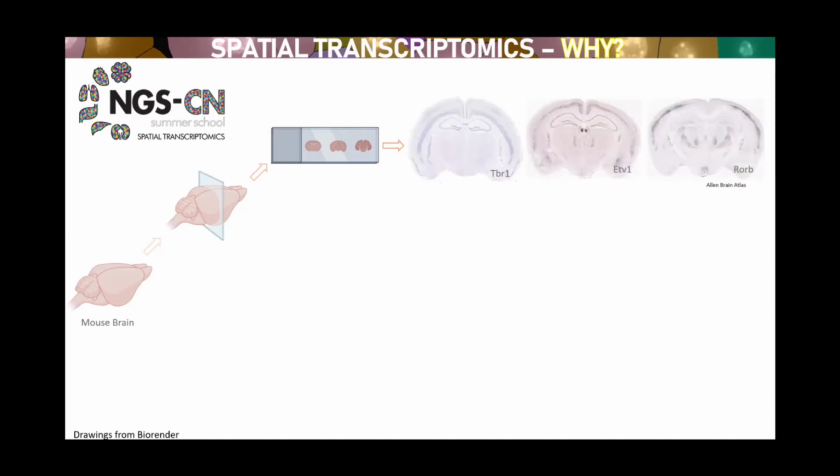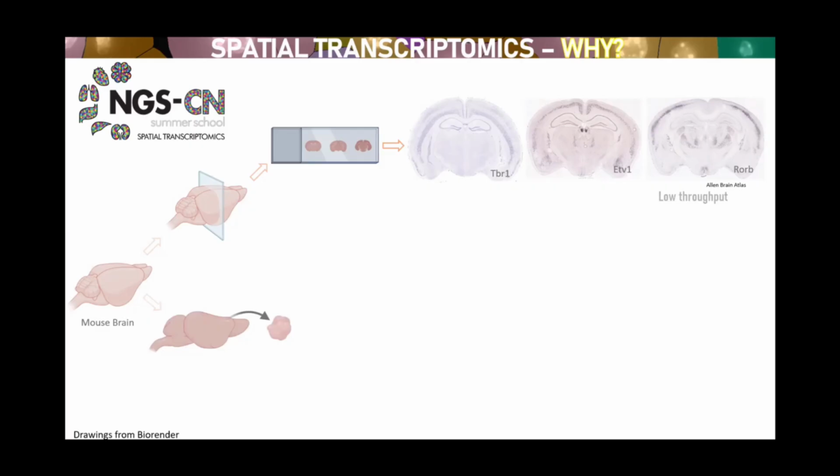In this case, one way that you can go is take your brain, make sections, and then do some detection of individual genes. For example, here you can see some in situ hybridization, so you could detect 1, 2, 3, 4 genes per slide. This is a very valuable resource, but of course it has a low throughput. If you would like to see hundreds of genes at once, it might not be the best way to go.